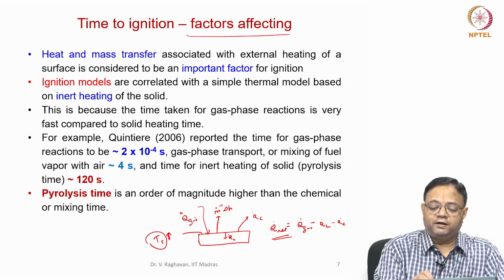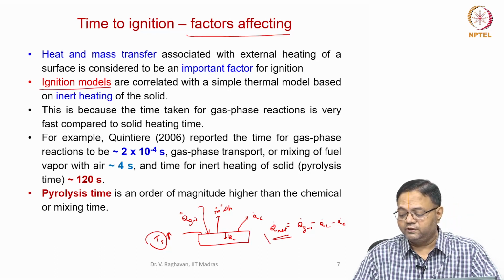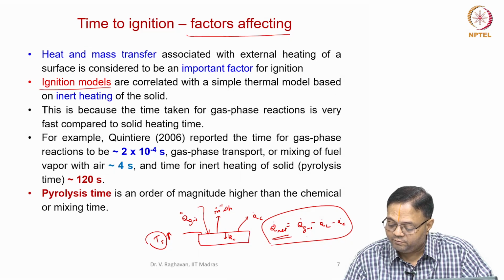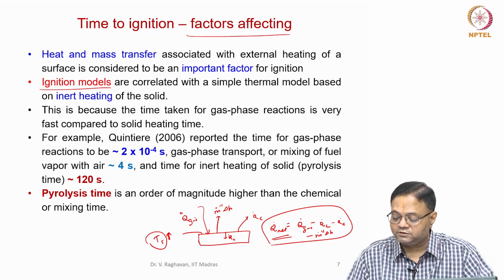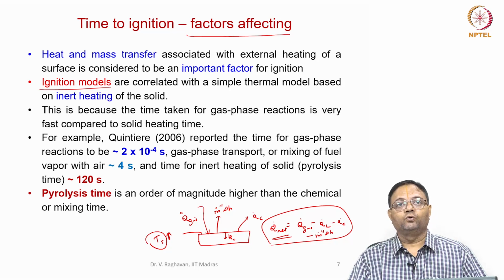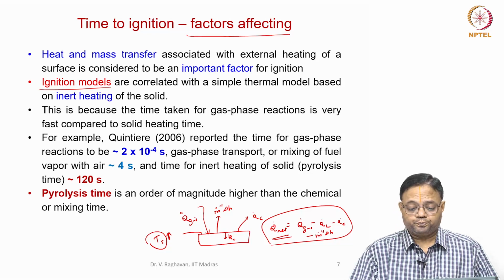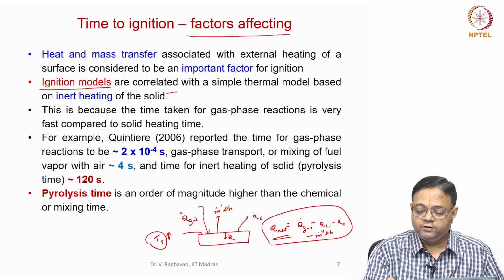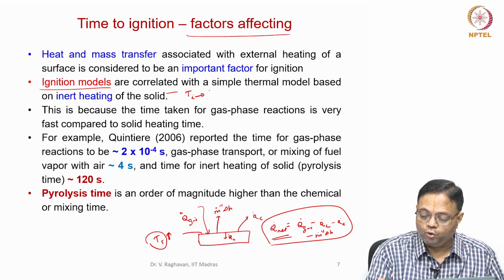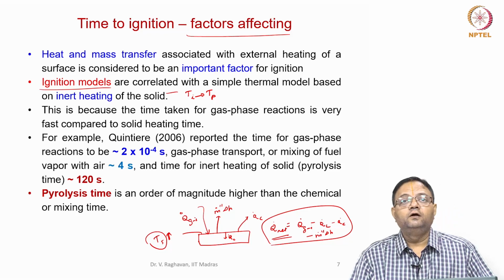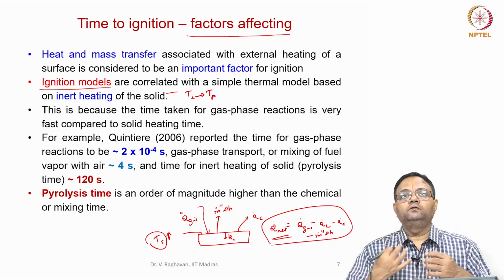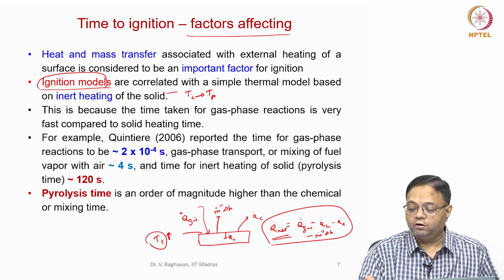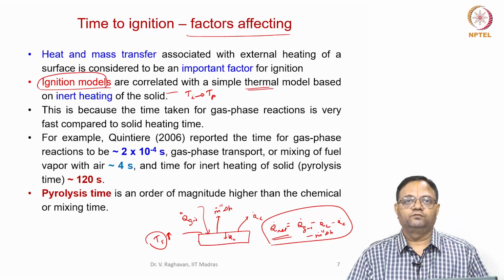So, basically what the ignition models will do is a simple thermal balance like this. Here I have to add minus m dot double dash into delta H, correct, that is the thing which is coming out. So, how fast the solid is heated from its initial temperature Ti to the pyrolysis temperature determines when volatiles will be released and ignition can take place. So, the ignition models will focus more on the thermal based models.